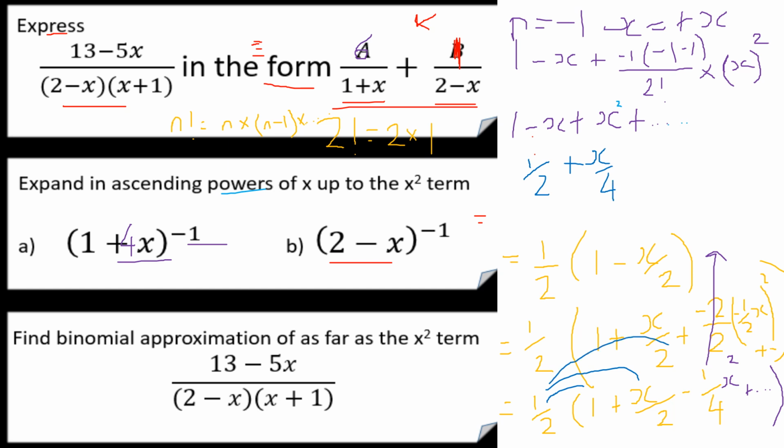Okay, and then I'm going to have minus 1/8 x squared, plus dot dot dot, to make it a bit clearer. So minus that for that. And it says up to the x squared term here, so make sure that you answer the question by going up to the power for that. Hopefully it makes sense.